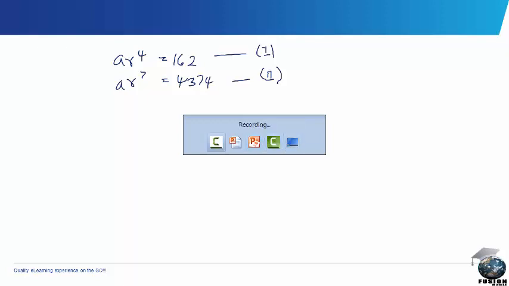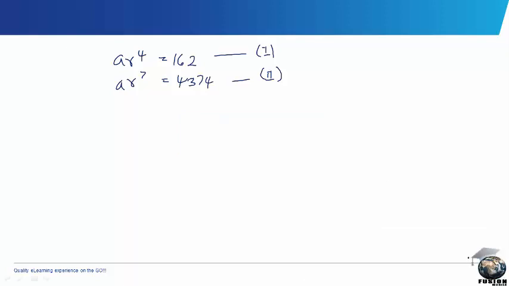So I can rewrite as a r^4 is equal to 162, and a r^7 is equal to 4374. This is my equation 1, this is my equation 2. And so we try to resolve the two equations to find out the value of r. I think the easiest way of solving this is simultaneous equations by substitution.